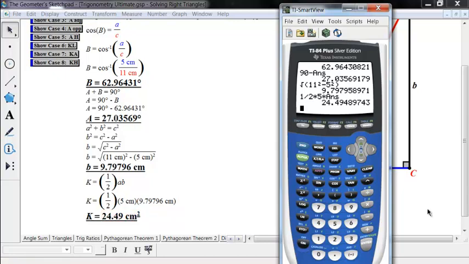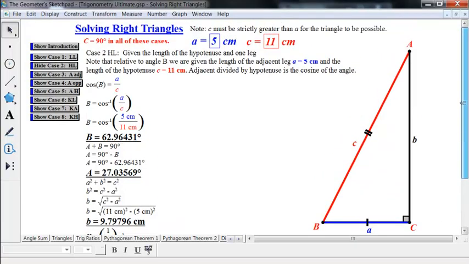Okay? How about you try one this time? Let's try one where the length of A is 3 and the hypotenuse is 10. A is 3, hypotenuse is 10. Figure that one out and then come back here and check it. Press pause now.